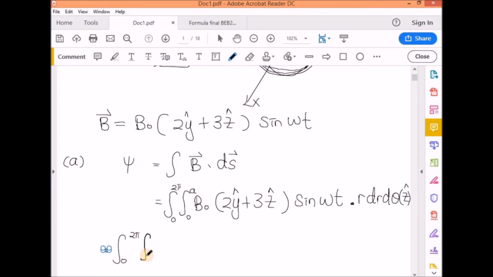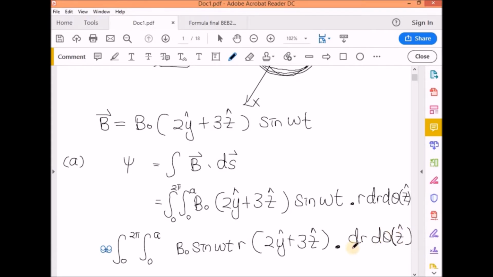Oh, no. Before we perform the integration, we need to settle the dot product between the directions. Am I right? So we settle this one first. We take the constant out. So this one will be B naught sine omega t, and here is 2y plus 3z, and then you dot product with dr, d theta, and z. Now one by one, this one dot product with the z, what will you get?